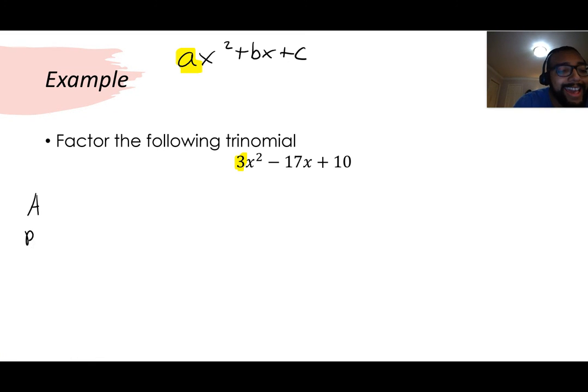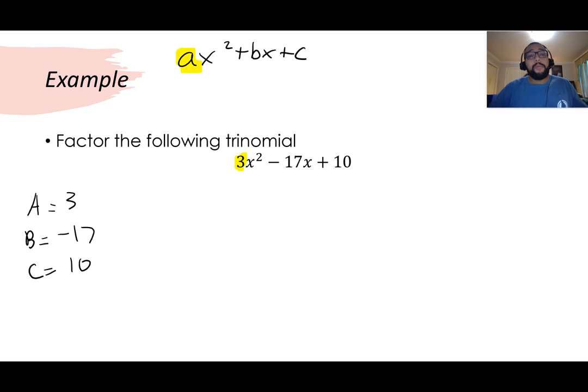Awesome. So my A, B, and C value. My A value here is just 3. B is negative 17, and C is 10. So if you choose grouping or box method, this first part is going to be very similar. You always need to multiply your A times your C. Again, we want to take account for all the different possibilities we have with our binomials. So we multiply our A times our C, which in this case is just 3 times 10, which is just 30.